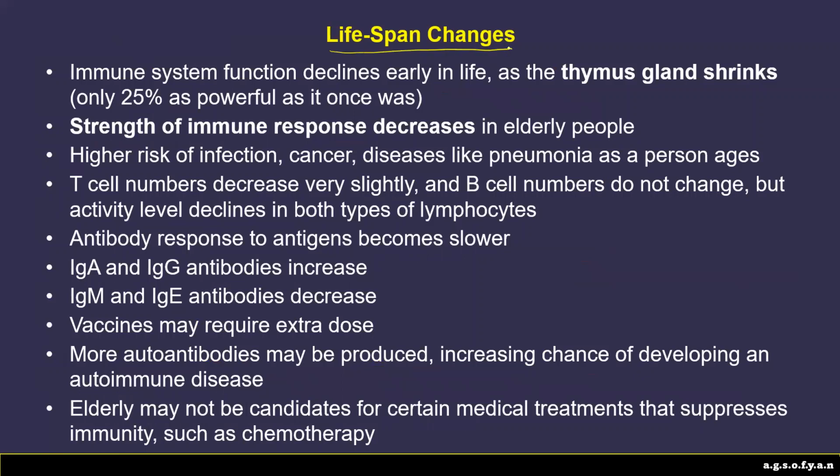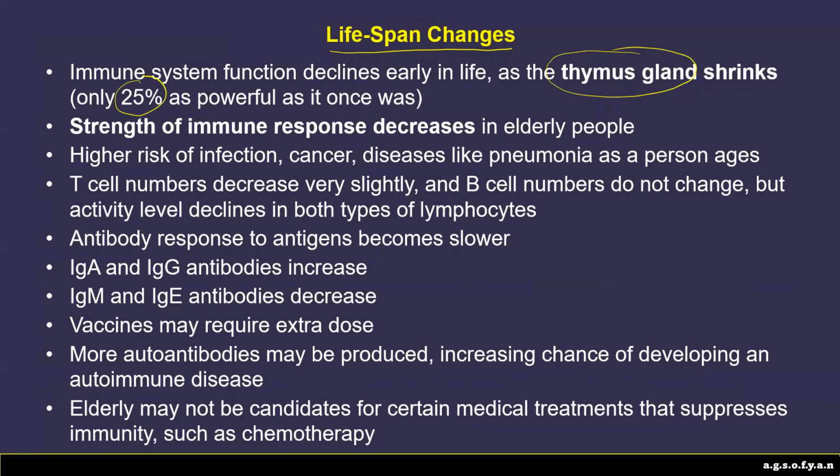Lifespan changes for the immune system, lymphatic system. The immune system function will decline early in life. So the thymus gland usually will be reduced in adults compared to younger people, shrinking over 25%. And when it is older, then this thymus gland will be replaced by lipids or fat tissue.